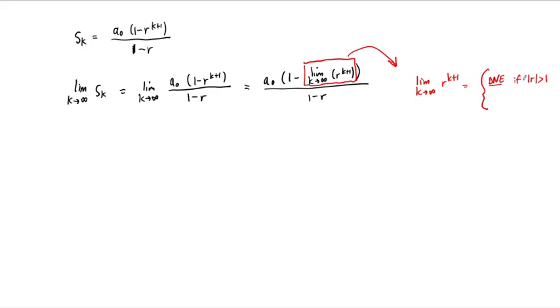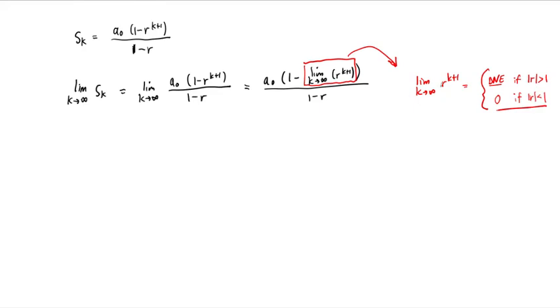On the other hand, if the absolute value of r is less than 1, so if r is a number smaller than 1, then taking bigger and bigger powers of r is just going to make it smaller. Okay, so this limit equals 0 if the absolute value of r is less than 1. So there we go. That's going to give us some convergence there.